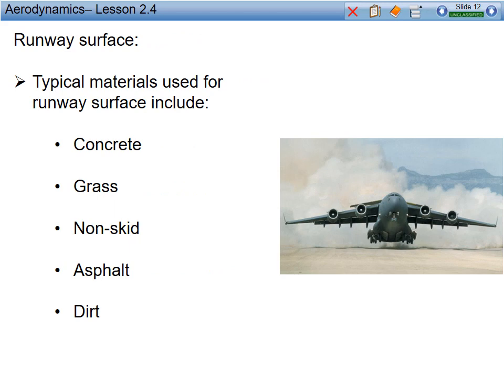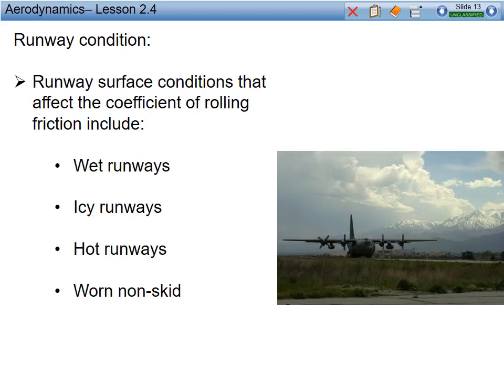Typical materials used for runway surface include concrete, grass, non-skid, asphalt, and dirt. Depending on the surface that you are taking off from, it will have differing coefficients of rolling friction, which will change the overall force of friction on the tires. Runway condition will also affect the coefficient of rolling friction. Runway surface conditions that affect the coefficient of rolling friction include wet runways, icy runways, hot runways, or worn down runways.